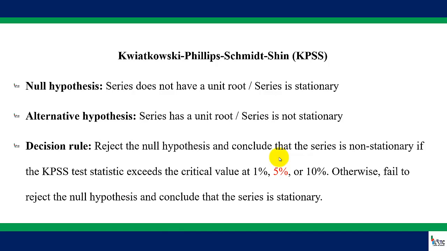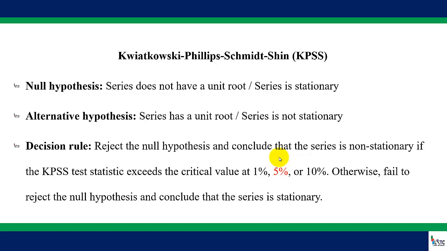So for KPSS, the null hypothesis says that the series is stationary. That is, the series does not have a unit root, while the alternate hypothesis states that the series has a unit root. In other words, the series is not stationary. Now, if you look at the decision rule very well, you will also notice that there is a slight difference. The decision rule is slightly different from that of the ADF.